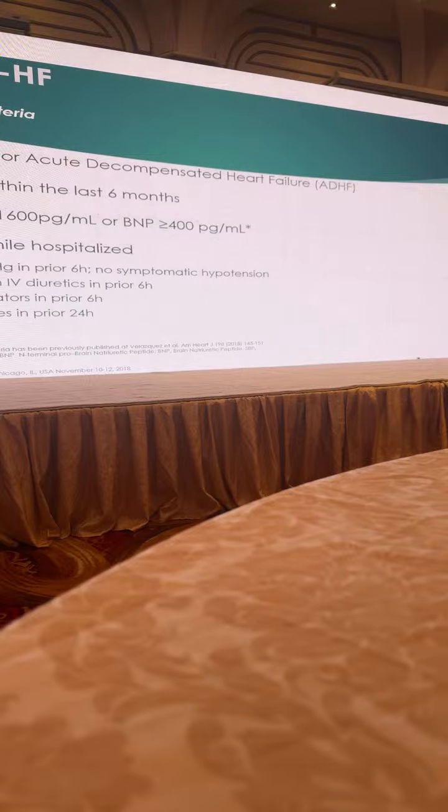4 times 6 is 24, right? What does this mean? Systolic blood pressure must be more than 100 in the last 6 hours. No increase of IV diuretic therapy in the last 6 hours. No vasodilator therapy whatsoever in the last 6 hours. And lastly, 24 hours with no need for inotropic support. This is very important. So don't start ARNI except when your patient is stabilized, right?